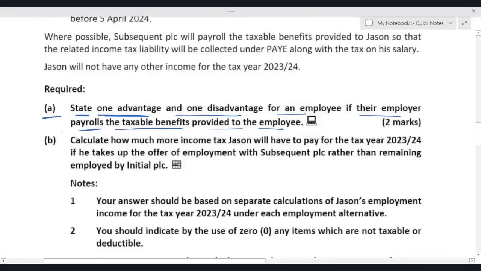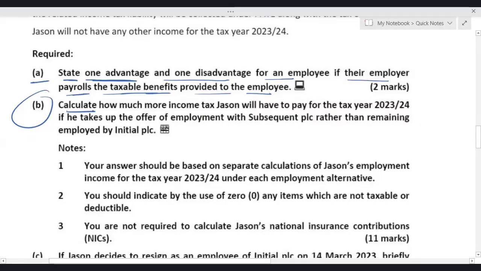Okay, after that, look at part B. Calculate how much more income tax Jason will have to pay for the tax year 23-24 if he takes up the offer of employment with subsequent PLC rather than remaining employed by initial PLC. So he's already working for initial PLC. But if he leaves initial PLC and goes to subsequent PLC, they're asking how much additional income tax he has to pay. Obviously, when a person switches job from one employer to another, that person will get an increased salary. So right now, Jason is more interested in how much additional tax he needs to pay.